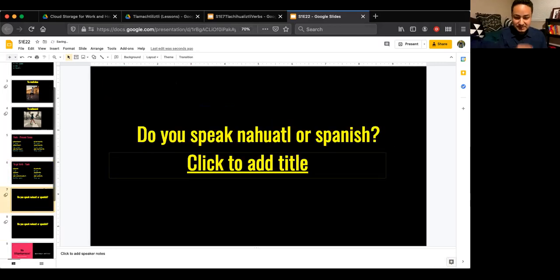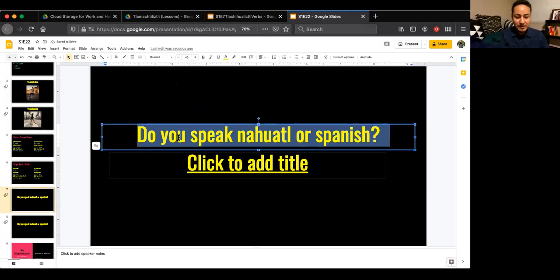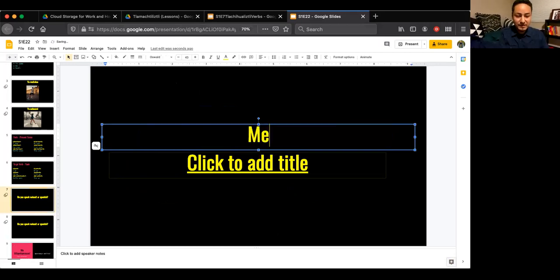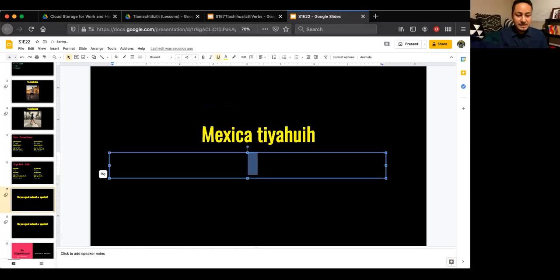But I also want to bring up in this class something that I've heard before. A lot of people may hear the phrase Mexica tiawi, and people always ask me about this, so this is why I'm bringing it up. Mexica tiawi. They say that's like, let's go Mexica. But actually, it's not grammatically correct.